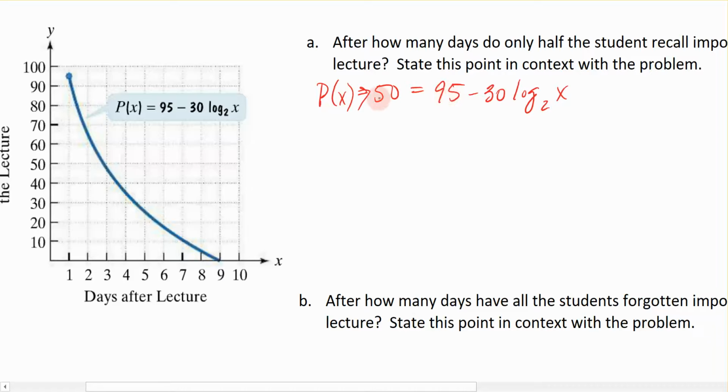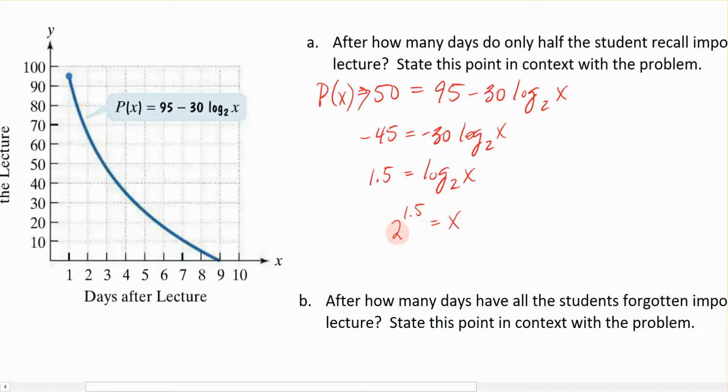I'm going to subtract 95 from the left-hand side, which gives me negative 45 is equal to negative 30 log base 2 of x. I'm still trying to get this one by itself, so I divide both sides by negative 30, and I find that 1.5 is equal to log base 2 of x. Now that I've isolated the log portion of the equation, I'm going to rewrite it using our definition of logs. This is a base of 2 raised to the exponent of 1.5 equal to the argument x.